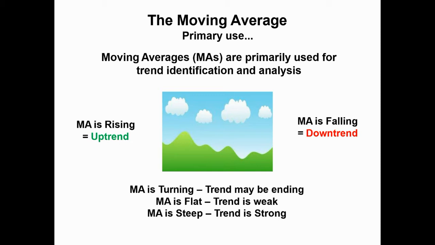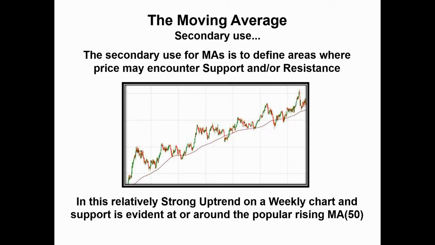So if MA is rising, we call it uptrend. And if MA is falling, we normally call it downtrend. If MA is turning, the trend may be ending. If MA is flat, the trend is weak. If MA is steep, normally the trend is strong. The secondary usage of moving average is to define the areas where price may encounter support or resistance.